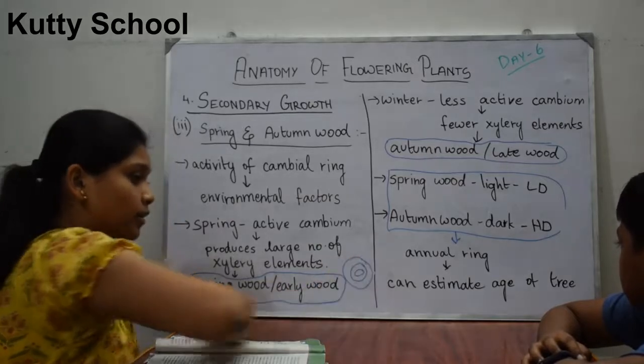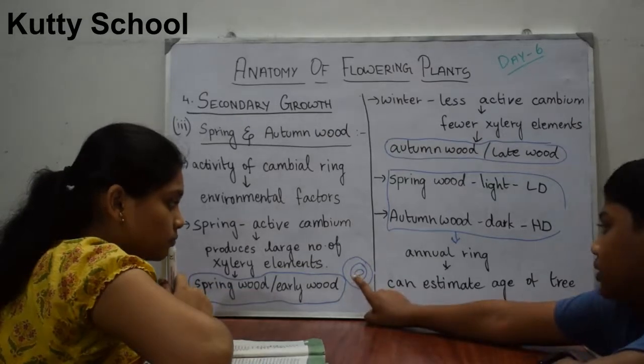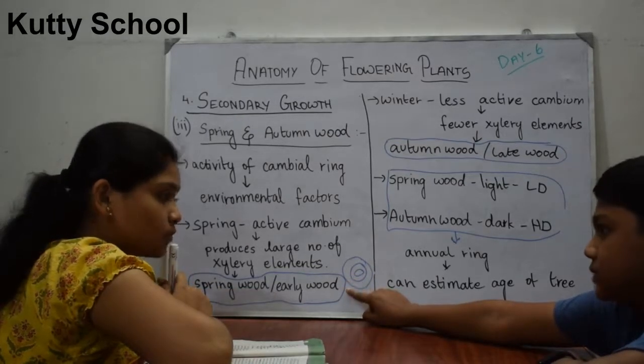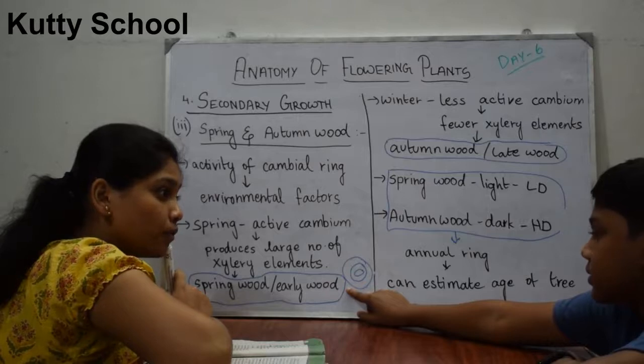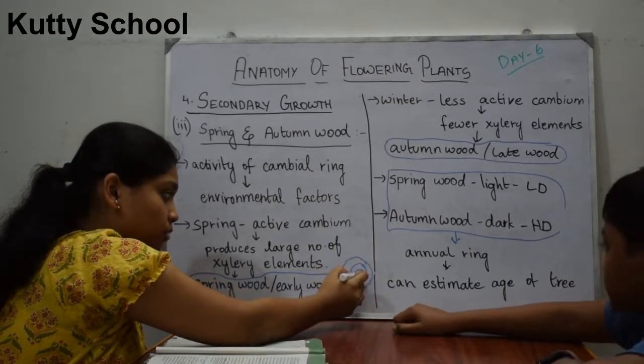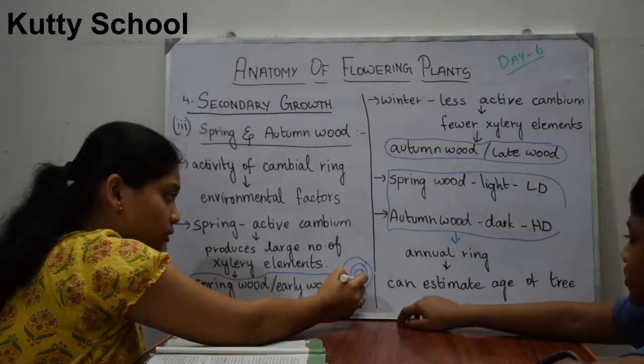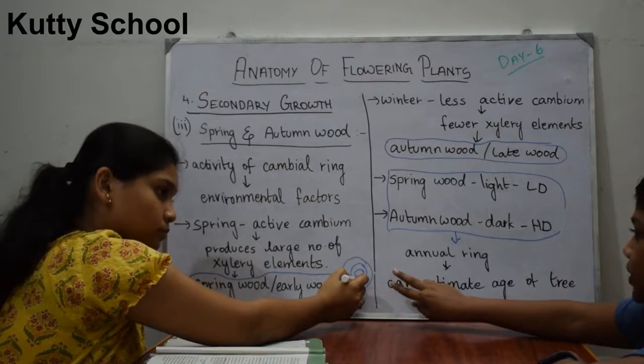So these are generally rings. How will you count? I'll count this one as 6 months, this 6 months, this white is forming 6 months, and this is forming 6 months. So totally 1 year. And this white is formed 6 months, this is formed 6 months, 1 year. So totally 2 years. Then 3 years.